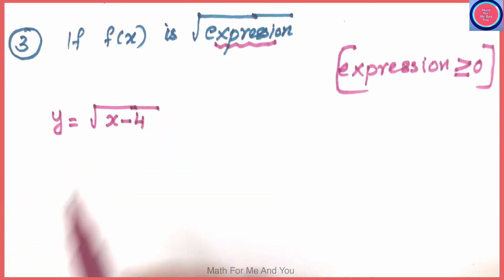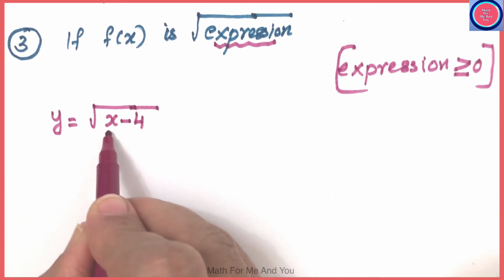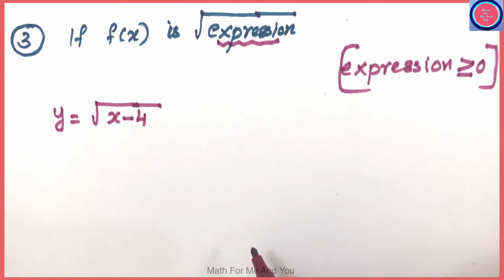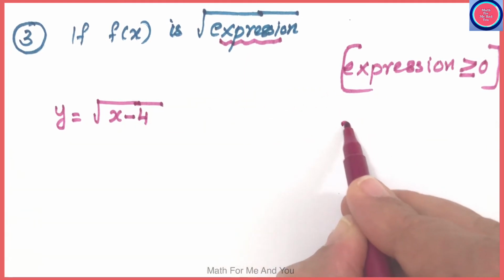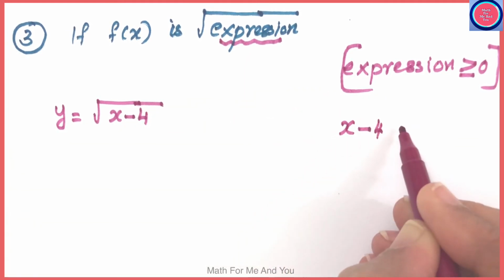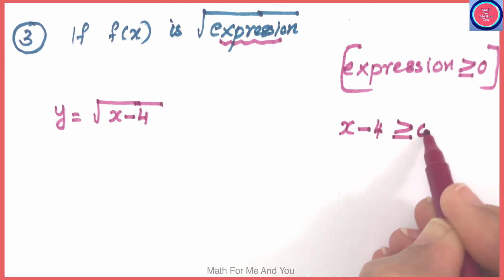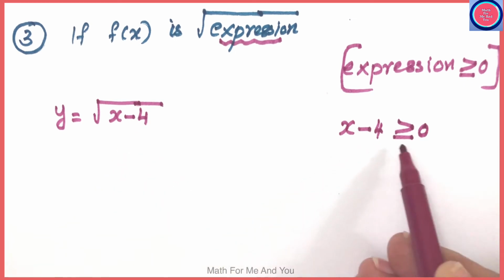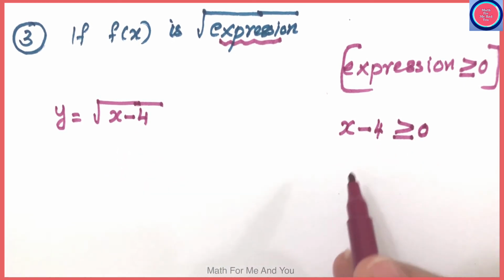See this. This is a function y equals root of x minus 4. We are going to find the domain. So we look at what is inside the root, or what is the expression under the root. It is x minus 4. Take that and write greater than or equal to 0. So here the function is with the root, so we take the under root expression and write greater than or equal to 0.